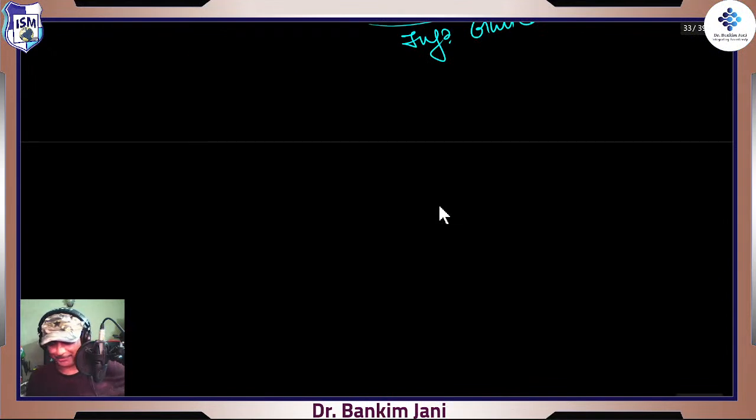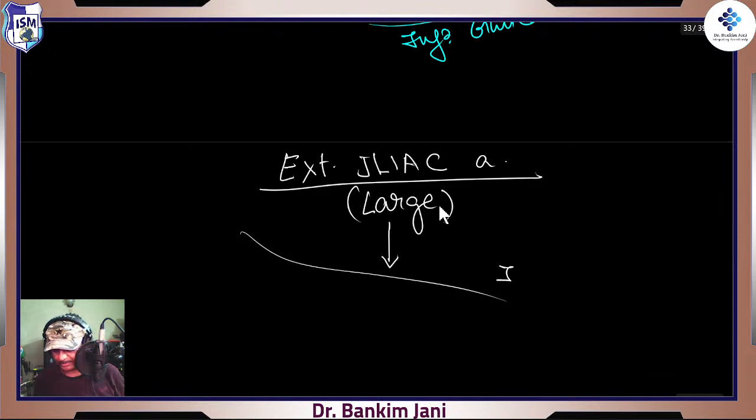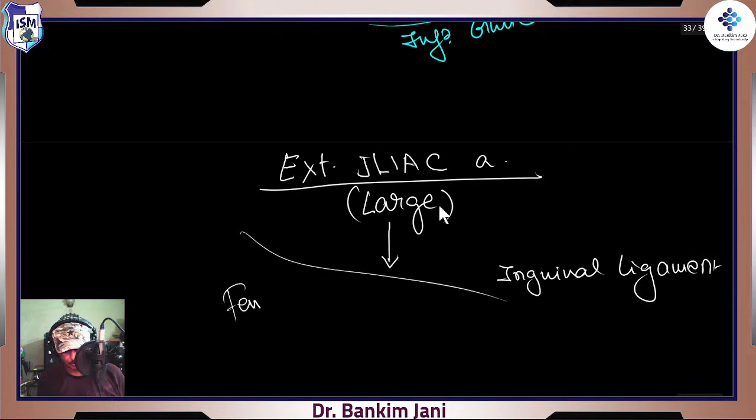I think we should be running short of pages. No problems. We'll add more. So here is the external iliac artery. This is large. Surely large. Now this external iliac, as it crosses that inguinal ligament, you remember? The inguinal ligament which was forming the base of the femoral triangle, right? So here there would be the femoral triangle, and as it crosses this inguinal ligament, its name changes. So we change the color. It will now be called the femoral artery.